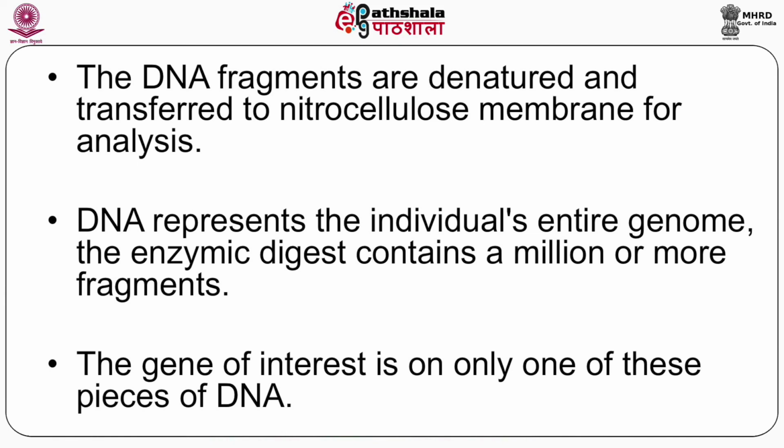onto a PVDF or nitrocellulose membrane. The DNA represents the individual's entire genome, and the enzymatic digest contains millions of different fragments. The gene of interest is only in one of those pieces of DNA. Suppose you are going to look for the beta globin gene, or the HPRT gene; that will be present in one of those hundreds of thousands of fragments produced, derived from the DNA of that particular individual. We are so specific that we look exactly at the fragment of that particular gene and interrogate more about it.